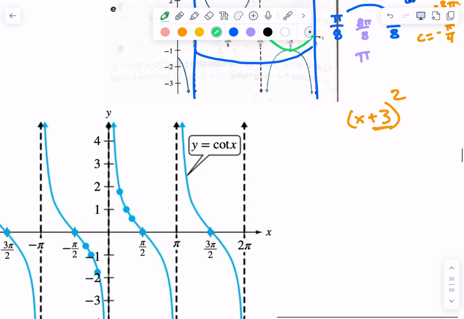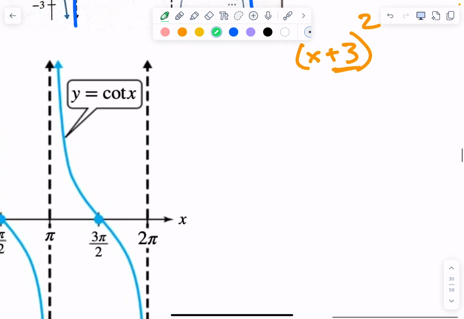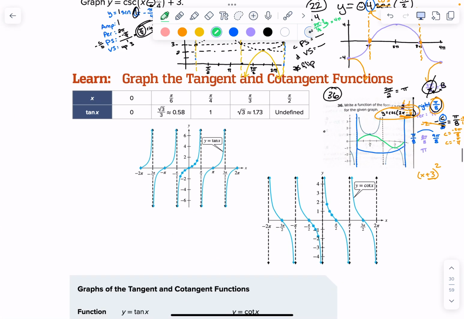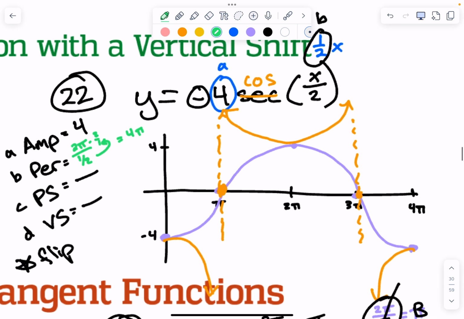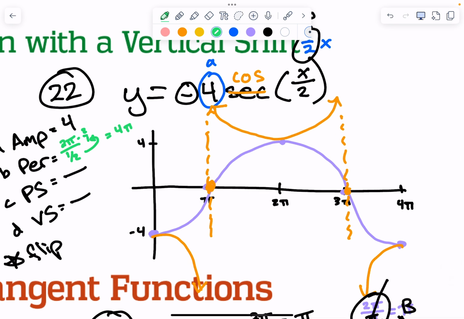Do we need to go through number 20? You did it? It's not that bad? 22 again. Okay. That's 22. Okay. Tangent and cotangent.